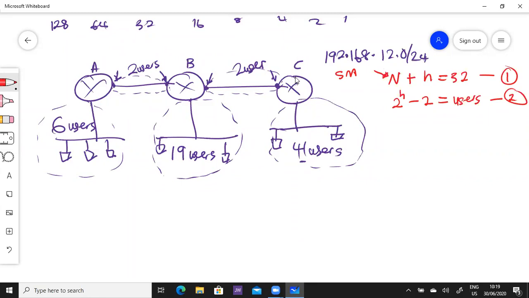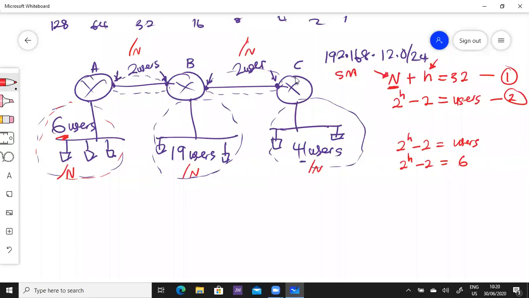Okay, so our first step here is to find the value of n for each network. In other words, we are finding the subnet mask for each network. And how do we do that? We'll pick equation 2 first. 2 raised to the power h minus 2 is equal to users. Taking this first network, how many users do we have? 6. So we substitute 6 in place of users. We are looking for a value for h. When we get that value for h, we come and replace it in equation 1 to get a value for n. That's all. And we are going to do that for each subnet. It's as simple as that.